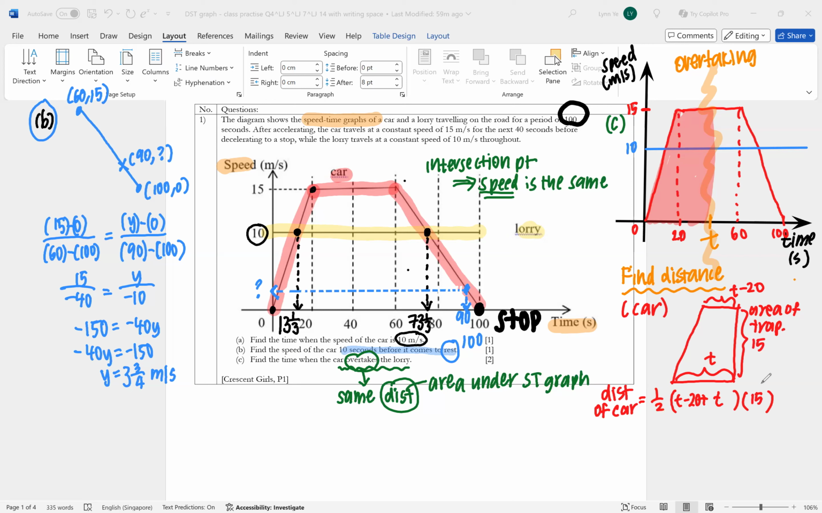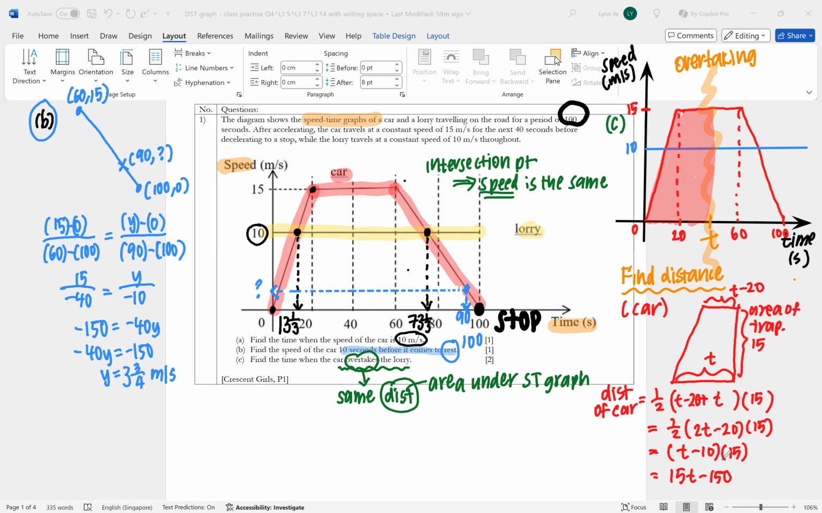Then now I just use algebra to simplify. So it's half. And what's inside the bracket? 2t minus 20 times 15. So I do the half times 2t minus 20 first. So half times 2t minus 20 will give me t minus 10 times 15. So that will give me an answer of, so that is the distance of the car.